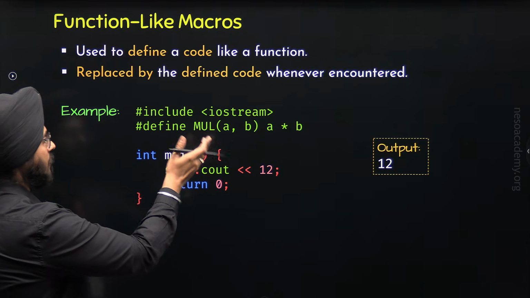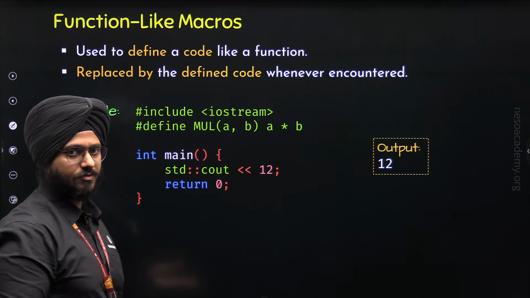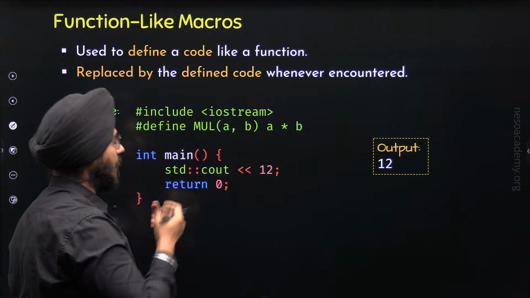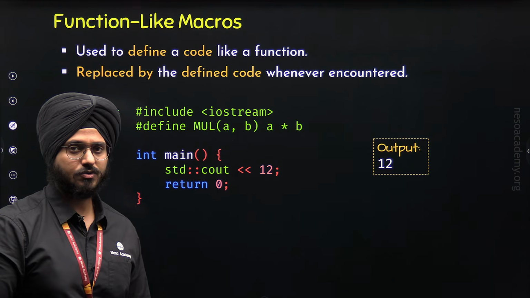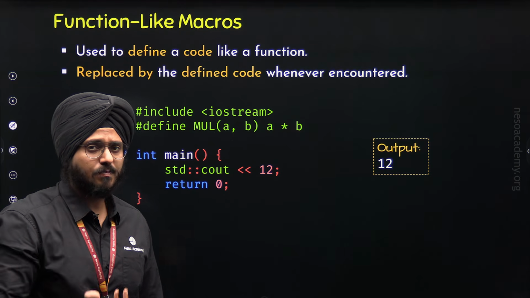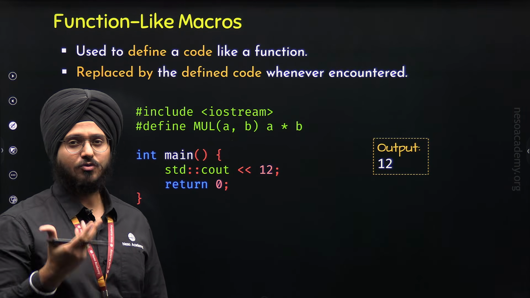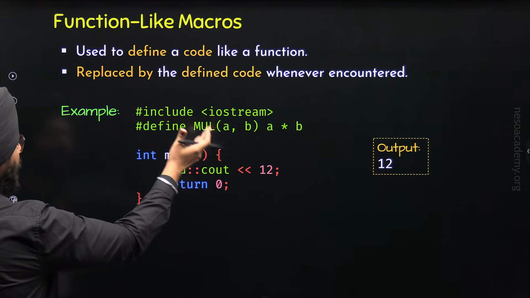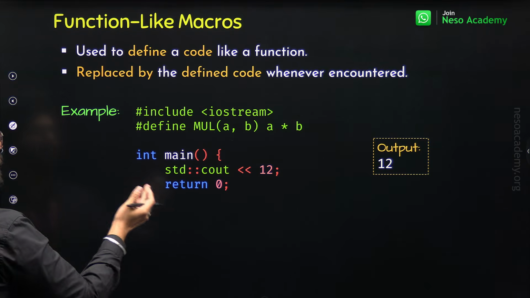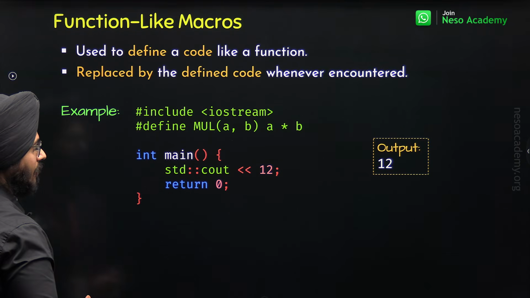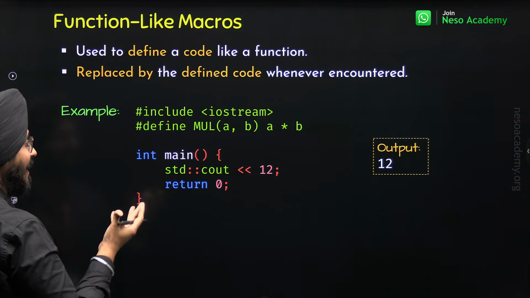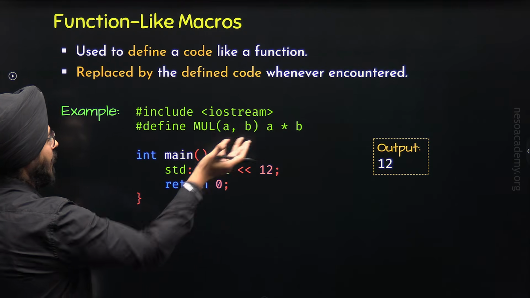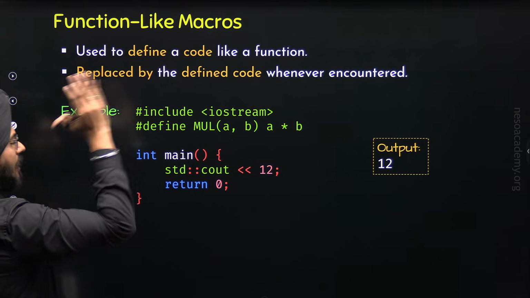Function-like macros are good to define single-line functions. That is, if we want to define single-line codes, then we can use these function-like macros. But to define complex pieces of code, we need to use functions. It is not suitable to define multi-line codes with the help of function-like macros because it makes the code less readable. So, if we want to define single-line functions, then we will use function-like macros.